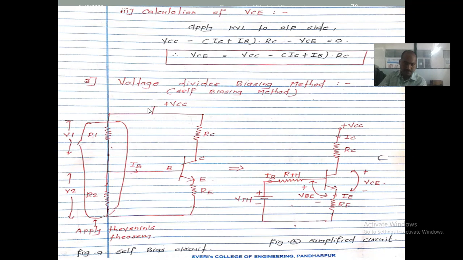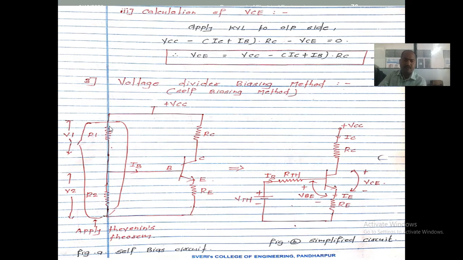See, this is the configuration with R1, R2, RC, and RE. These are the four resistors used in this type of configuration. We apply plus VCC as the voltage source to the resistors. These resistors act as a voltage divider network, meaning whatever voltage comes from VCC is divided by these two resistors, R1 and R2, right?